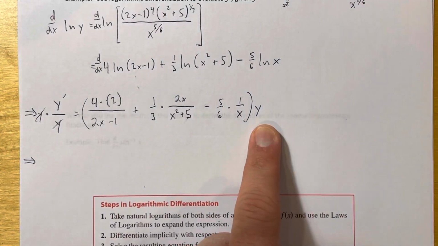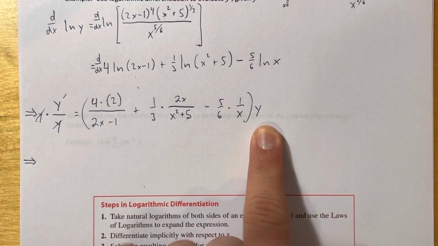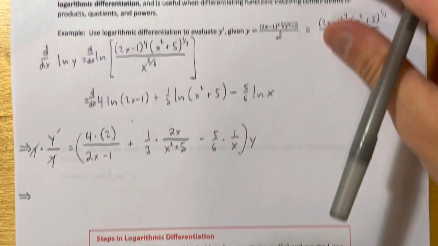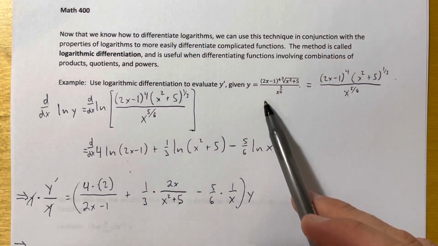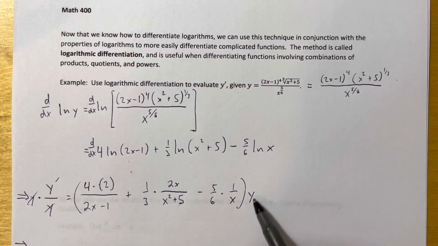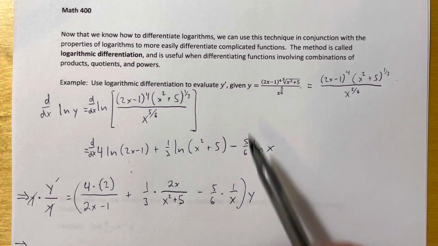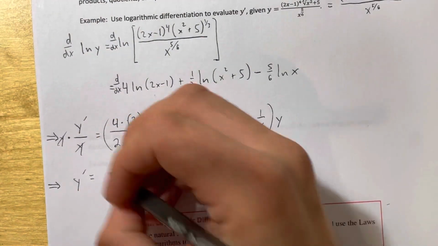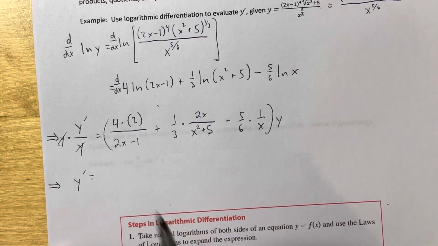But I don't want this to stay looking like a y. I don't want to have a mix of x's and y's in this expression. Fortunately, at the very beginning of the problem, we had a definition for y in terms of x. So I can substitute this entire expression in for that y right there. That means I have y prime equals, let me simplify some things up here.